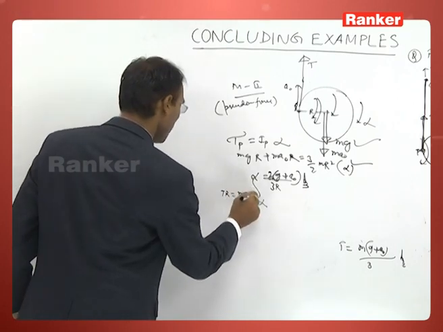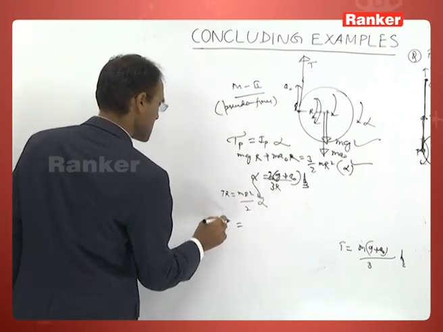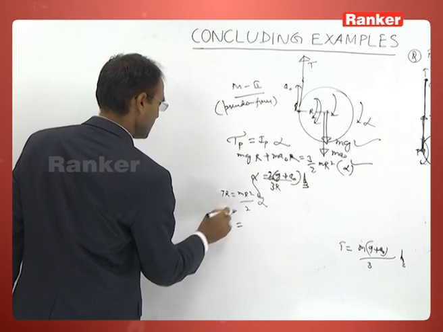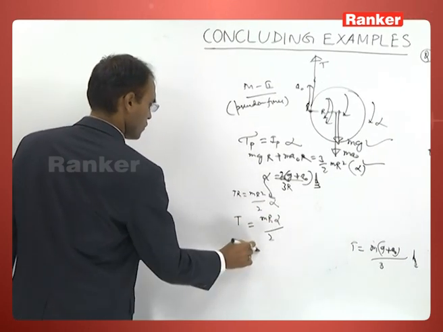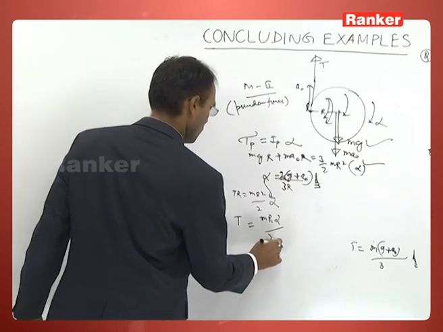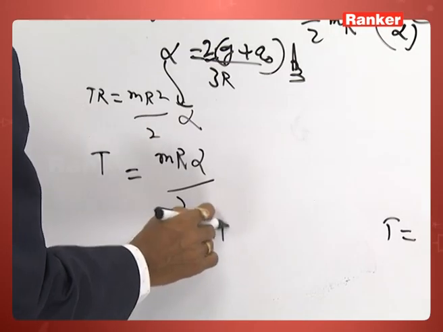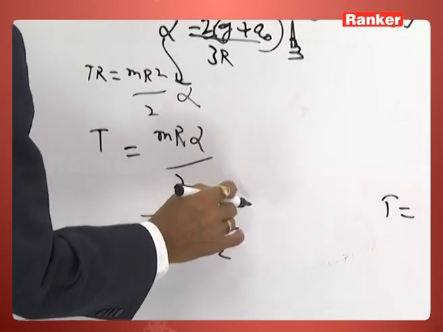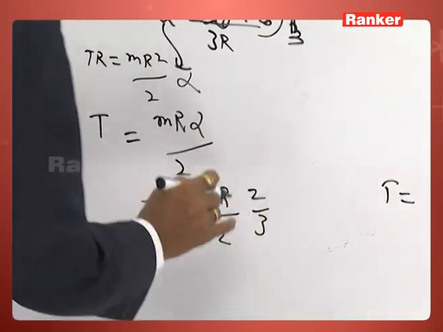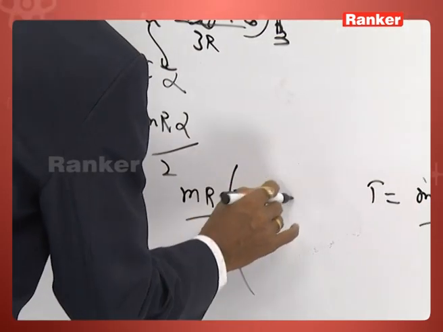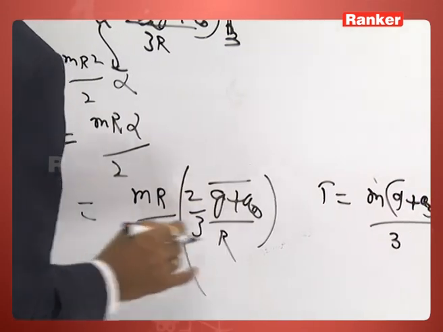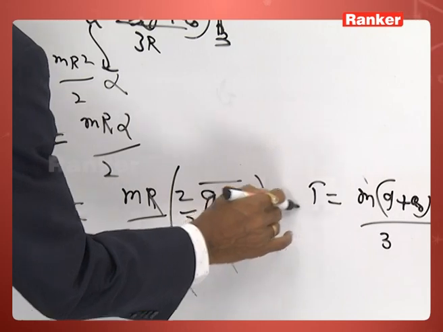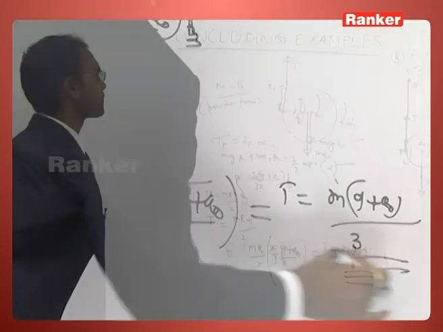So after getting alpha is equal to 2 by 3 into g plus a naught by r, if you substitute alpha here, we are getting T is equal to m r alpha by 2. So m r by 2 into alpha is equal to 2 by 3 g plus a naught by r. So r is getting cancelled. Ultimately, you are getting the same answer.